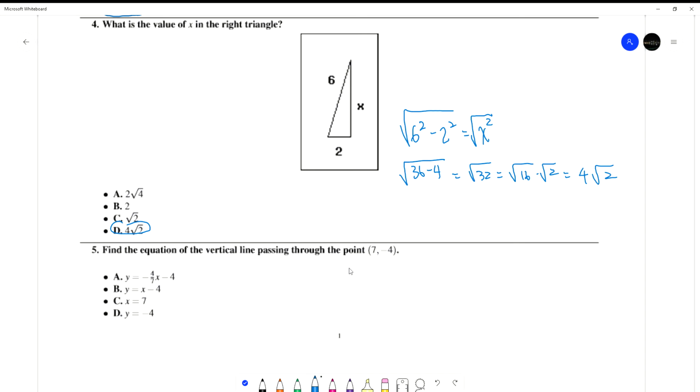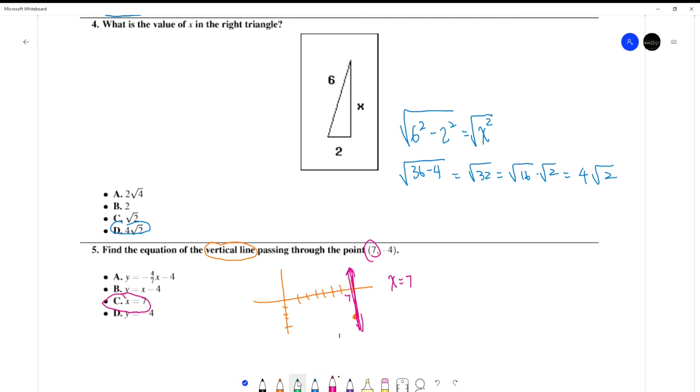I've emphasized this one a lot. It says a vertical line. So if you recall, if you have 1, 2, 3, 4, 5, 6, 7, 1, 2, 3, 4, there's the point 7, negative 4. Vertical line means a line is going through this vertically right here. So that means it's going through the 7, the x coordinate. So that's why it's x is equal to 7. Every value of x at this vertical line is equal to 7. That's why it's x is equal to 7.